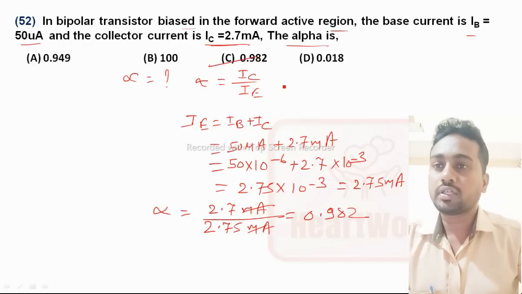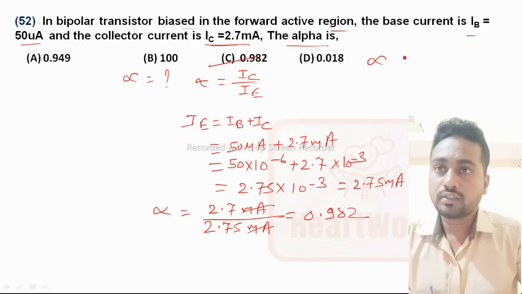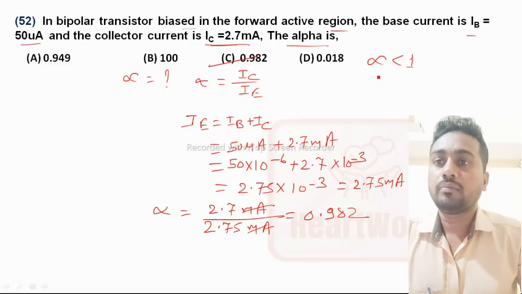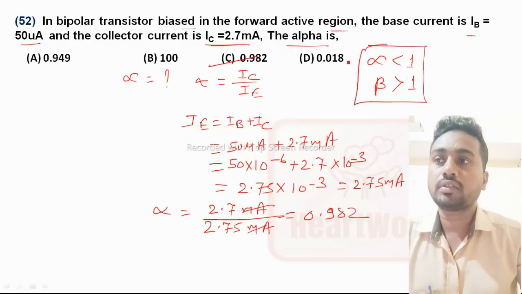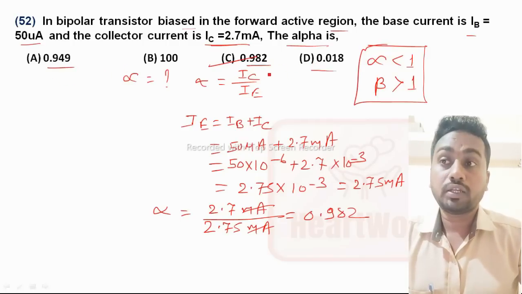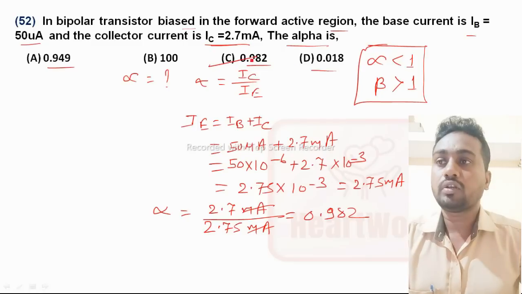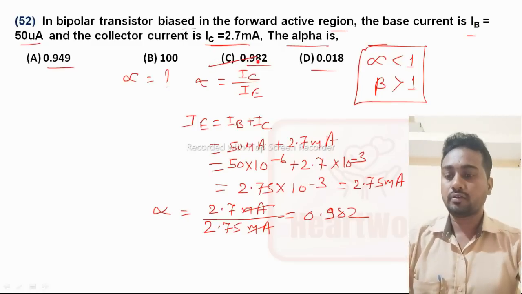Here you should always remember one thing about alpha and beta: the alpha value is always less than 1, and beta is always greater than 1. In the options, if three are below 1 and the others are greater than 1, then you can directly pick from those below 1 without solving. It is the answer.